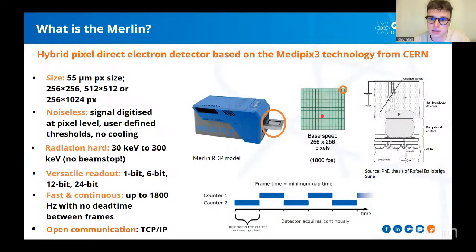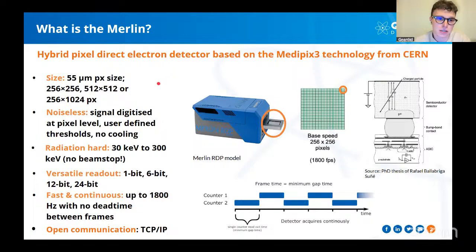So normally with a talk like this, I'd start by going into some detail about how the Merlin works, but in the interest of time, I'll skip it and just focus on a couple of key points. The Merlin is a hybrid pixel direct electron detector based on the Medipix3 technology from CERN. A single sensor has 256 by 256 pixels, but we can tile individual sensors together to achieve larger detectors. So for example, we can have a 512 by 512 detector, which is much more appropriate than a single sensor for small molecule electron crystallography.